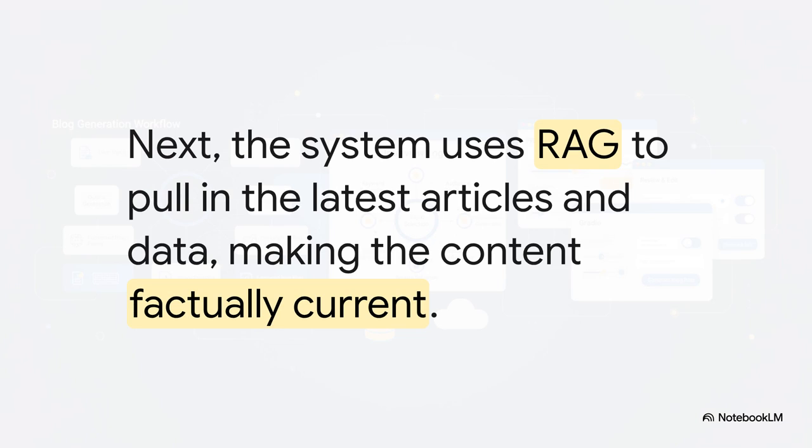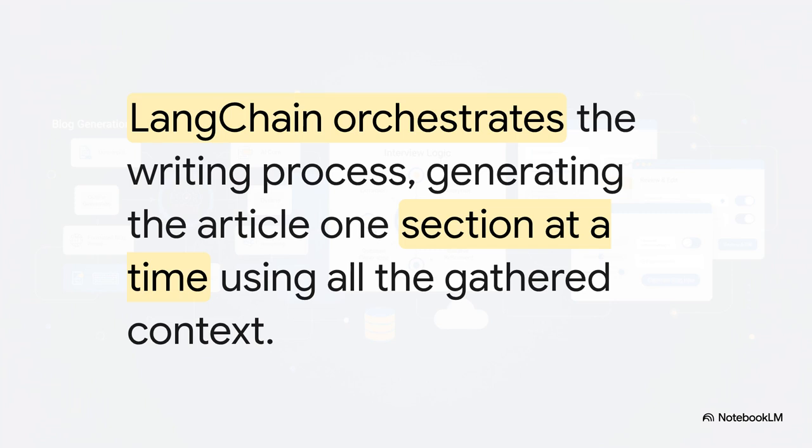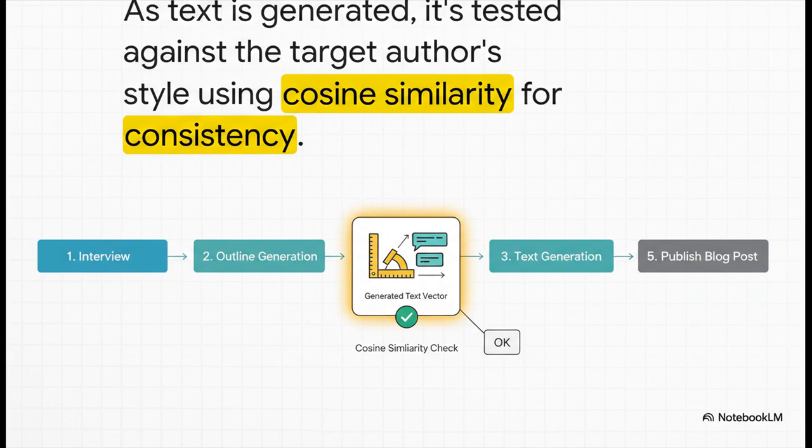Next, it takes that personal knowledge and makes it even smarter using RAG. It goes out and finds all the latest data and articles on the topic to make sure the final post is both personal and factually up to the minute. Then, with all that amazing context loaded in, both the human insights and the web data, the core writing begins. LangChain takes over and starts generating the article piece by piece. As the text is being written, it's constantly being checked against our target style using that cosine similarity test. This makes sure the voice is spot on from beginning to end.